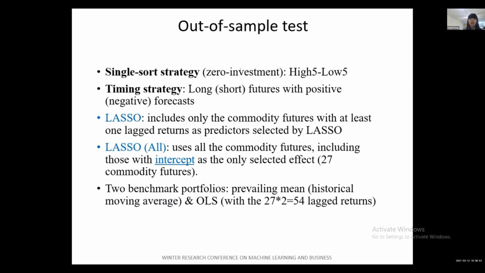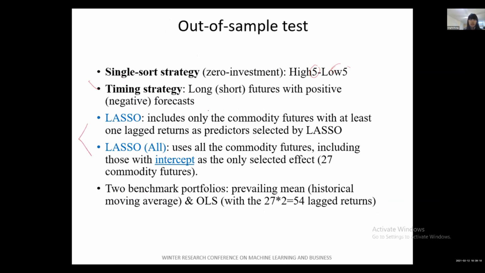So as for the out-of-sample analysis, we consider two trading strategies. The first trading strategy is a single sort strategy. That is, we buy the five futures with the highest forecasts and short the five with the lowest forecasts. As for the timing strategy, it is a moving average strategy. We long the futures with positive forecasts and short them with negative forecasts.